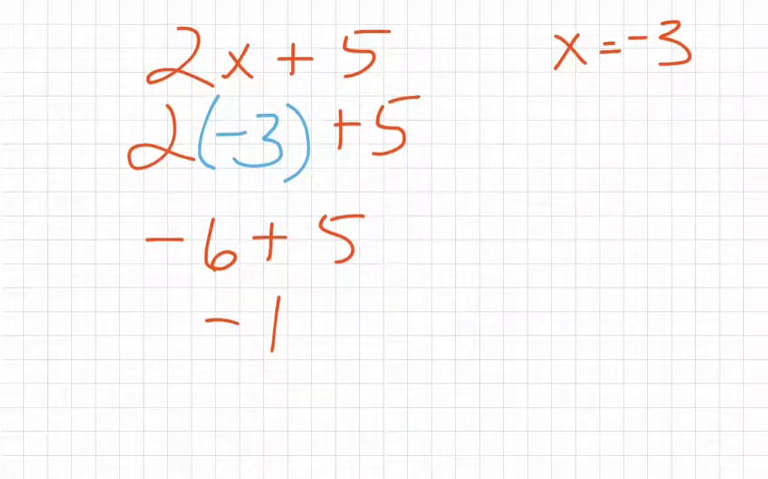So the idea with substitution is that you take something out. In this case, you take the x out, and you replace or substitute the x with something of equal value to x. In this case, the -3. Okay, so the x comes out and the -3 comes in the x's place. And the reason you're allowed to do that is because they're equal.